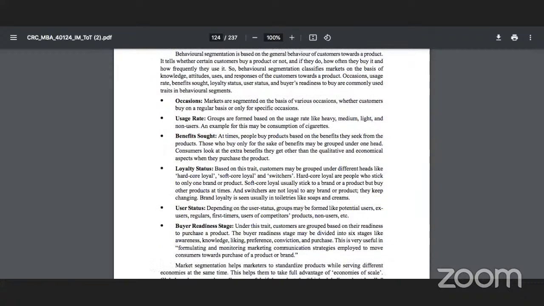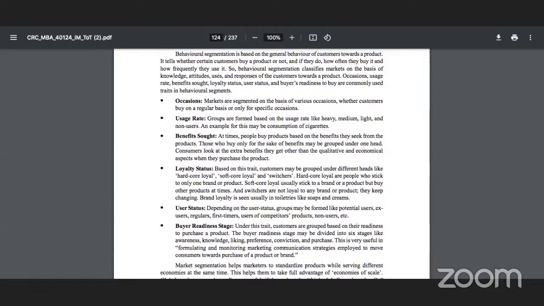The second one is usage rate. How much do you use? Is it heavy, medium, light, or non-users? An example of this may be consumption of cigarettes or even, let's say, cooking oil.